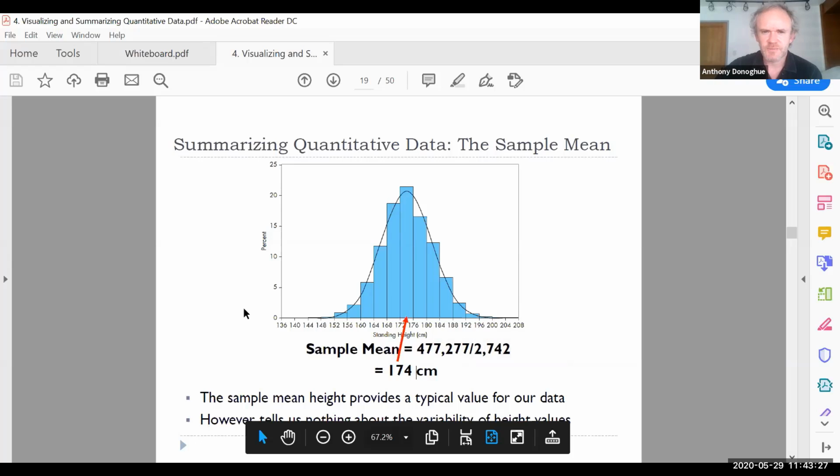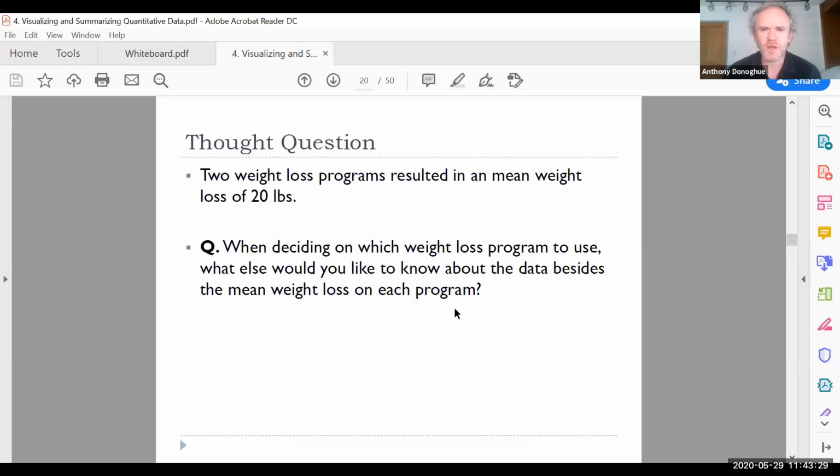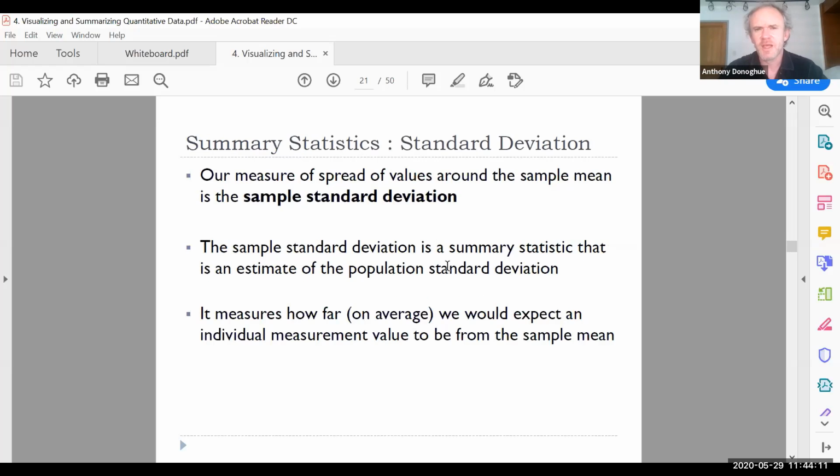Okay, so when deciding on which weight loss program to use, what else would you like to know about this data besides the mean? If you have 2 weight loss programs and you calculate a mean for both, and they both turn out to be 20 pounds, you may say, oh, they're equally effective. On average they are, and we do compare averages. But you want to see how consistent it is.